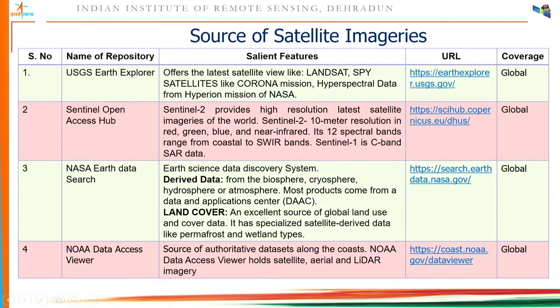As I mentioned, this is a scientific data repository. If any students are coming from a post-graduation or PhD background, they can look at this data repository for their own study. NOAA Data Access Viewer is a source of authentic data sets along the coast. It holds satellite, aerial, and LIDAR imagery. Suppose you want to learn how to process or open LIDAR data; some sample data you can download from here. Otherwise, LIDAR data is very costly in the remote sensing community, but here it's available free of cost. You can explore and start your studies here.